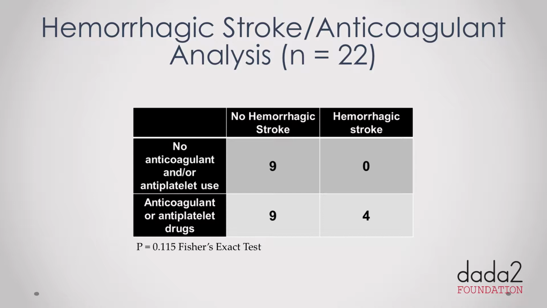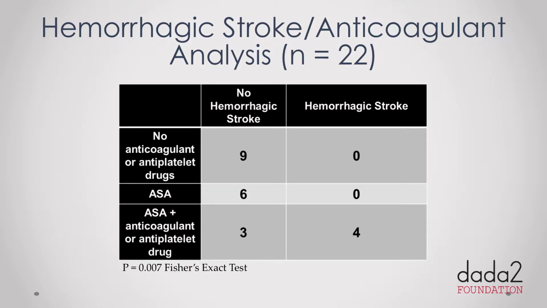But not satisfied with that result, when she broke it down more, she looked at the patients who had been on aspirin alone and then also aspirin with another agent on board. It was then that we had the significance rise to the threshold. And it seems that when you're on combination therapy, the risk for having a hemorrhagic stroke goes dramatically up.